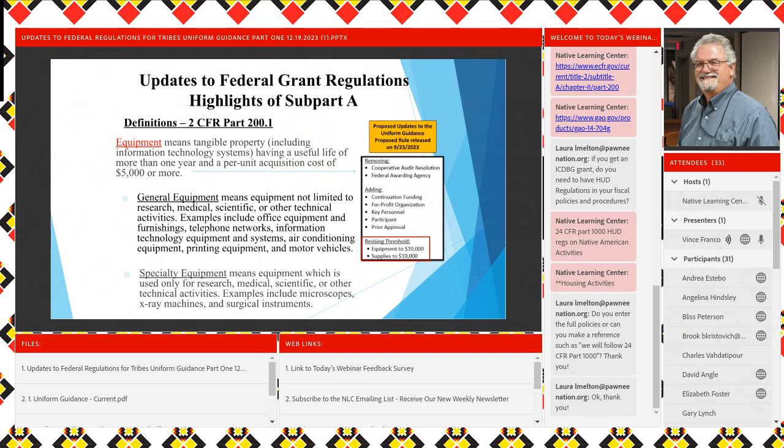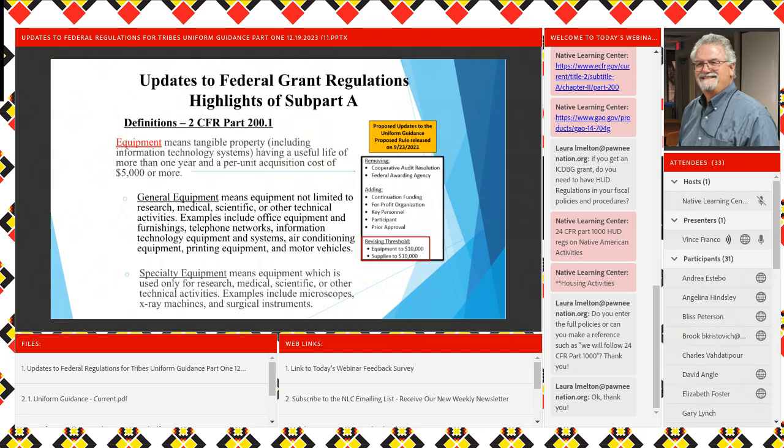What we do want to get into is this one. Here's equipment. Right now, equipment has a useful life of more than 1 year. That's one of the measures that they have. And the other one is the dollar amount. You see at the bottom of the top paragraph, it says $5,000. That is the current threshold right now. So they look at it two ways. It's useful life and the dollar value.